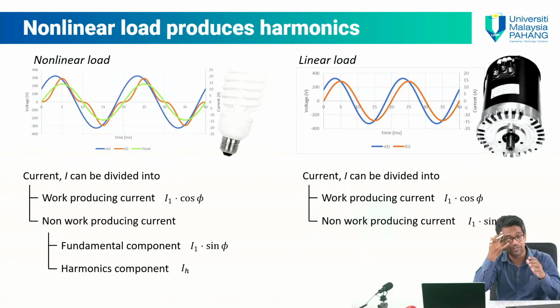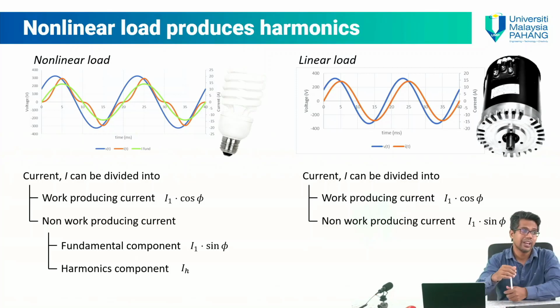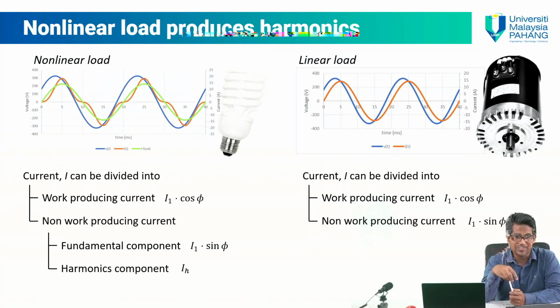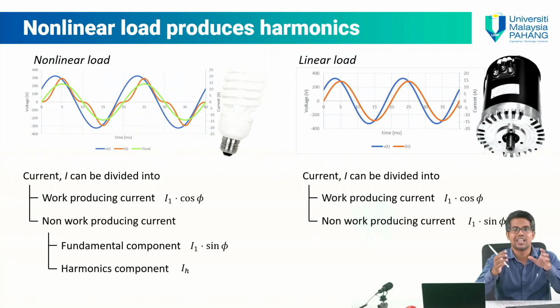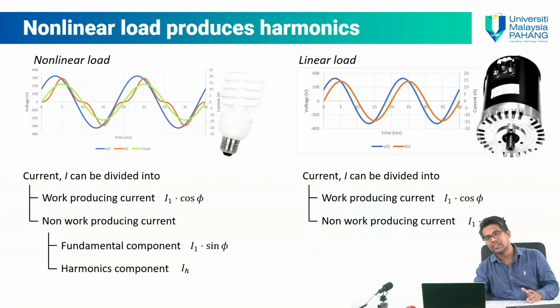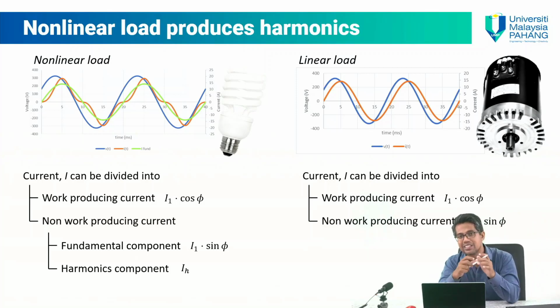Now, non-linear load. This is a different kind of load where the current is distorted. The current can be divided into 3. For the work-producing current, it's still I cos phi, but now it's I fundamental. It's important to note that. For the non-work-producing current, there are two components. One is I fundamental sin phi, and now we have another component, the harmonics component. Remember the yellow one?